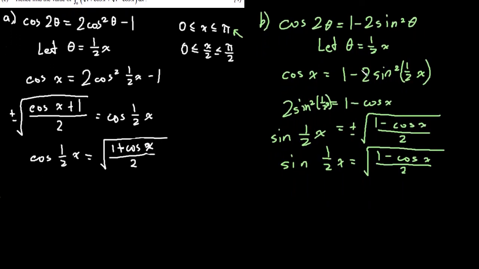And C, hence find the value of the integral from 0 to pi over 2 of square root of 1 plus cos of x plus square root of 1 minus cos of x dx. So I'm just going to restate that integral here.